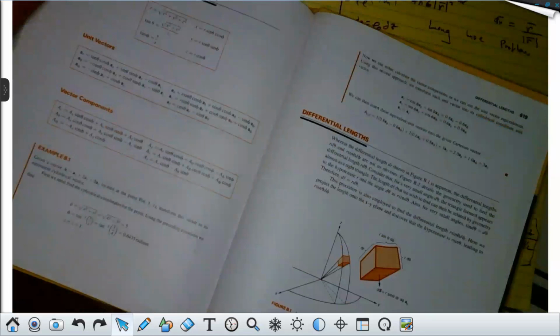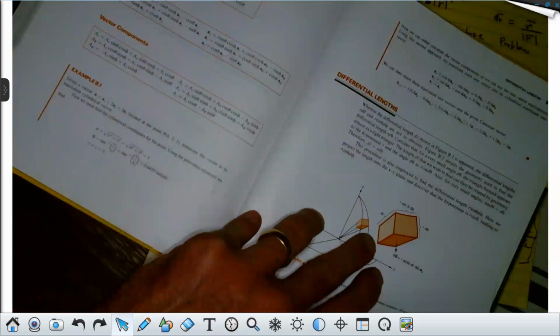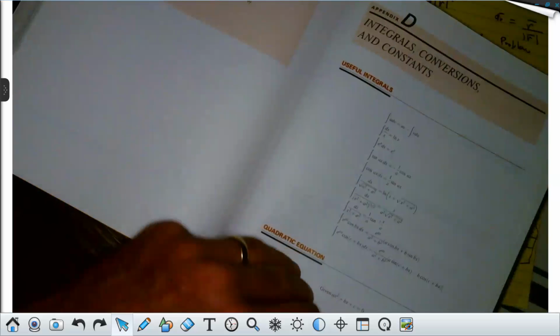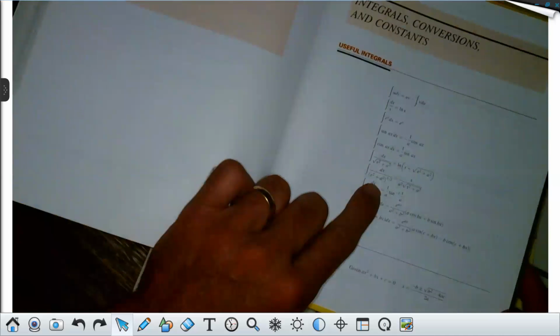Then what he does in his book on page 618 is he'll go ahead and he'll show you the differential lengths associated with spherical coordinates and cylindrical and rectangular coordinates. Some of them at least. He does some things with complex numbers. And then he has the table on integration. Now you see how this integral right there is the one we had?